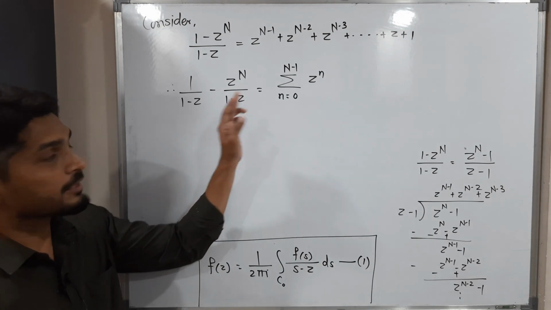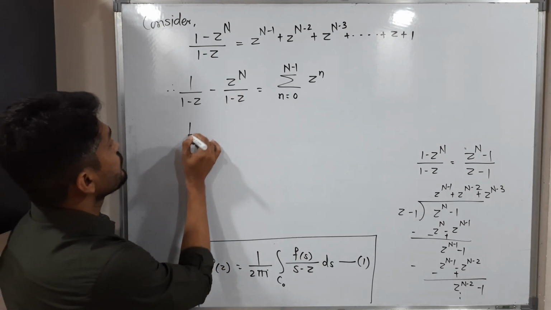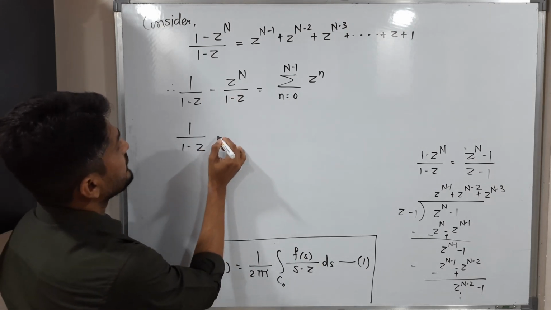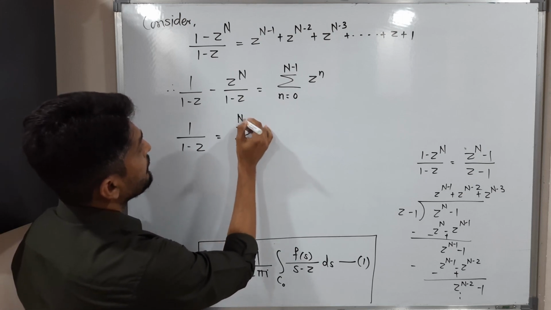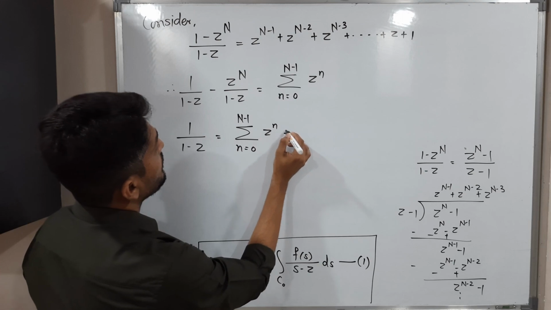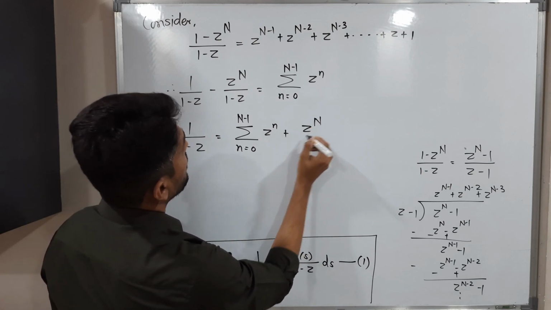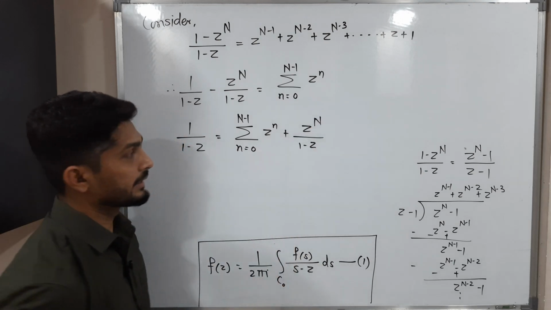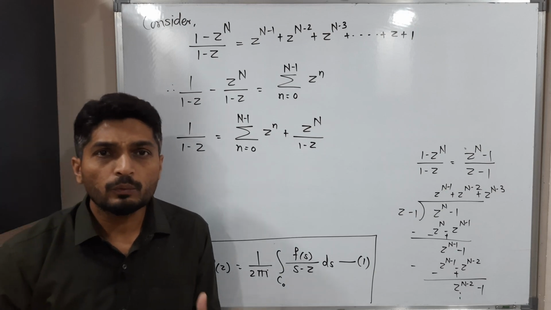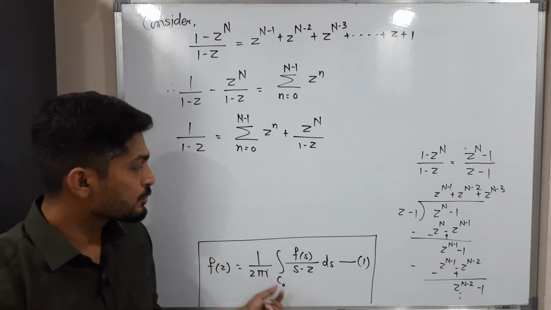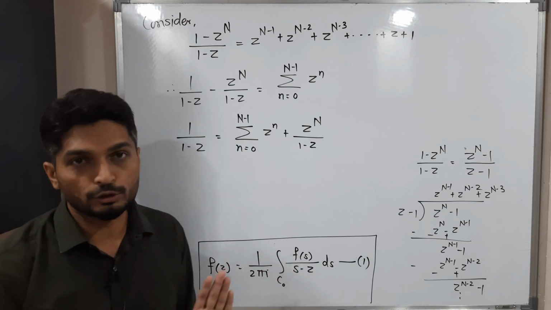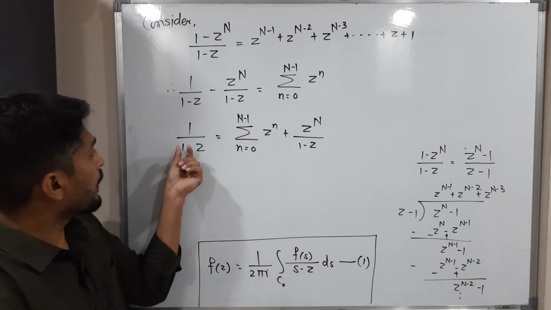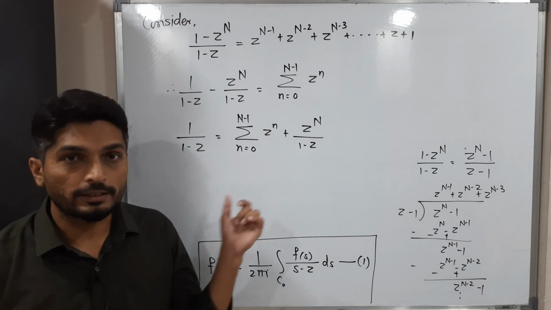So let us shift this term to that side. What will I get? 1 upon 1 minus z is equal to summation n running from 0 to n minus 1 of z raised to n, plus z raised to n upon 1 minus z. We are doing this because to solve this integration, we are putting our efforts into solving this integration only. So 1 upon 1 minus z, we got its expansion.